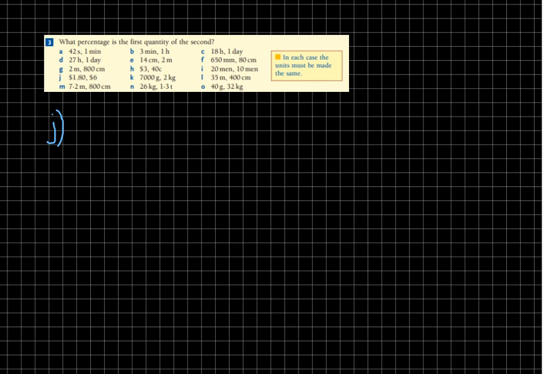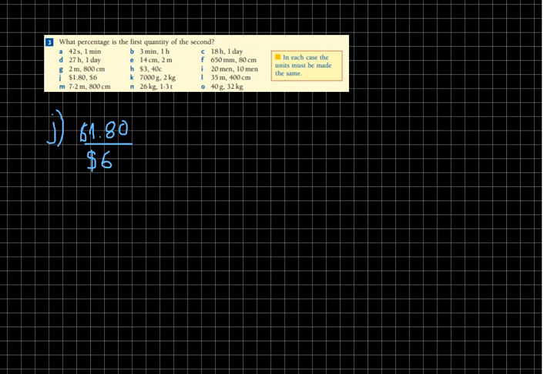In exercise J, we had to calculate what percentage is $1.80 of $6. Okay, another way to do this is divide the part by the total amount and we can multiply that by 100. That's another method.